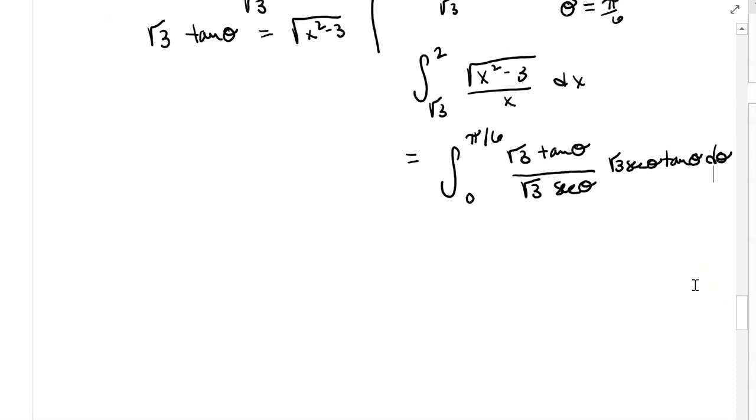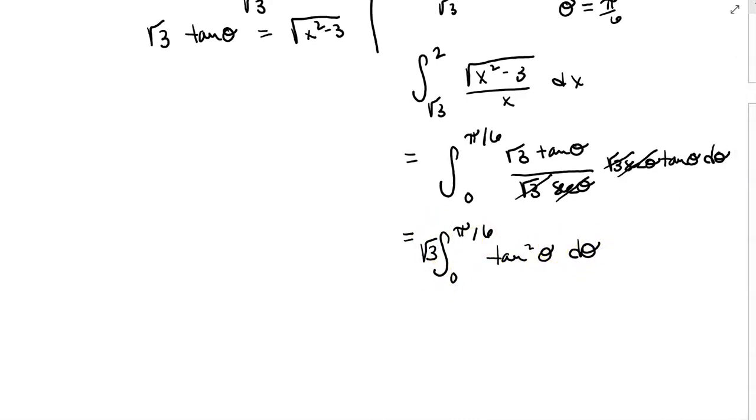So I will cancel what cancels. It looks like we can cancel here and here. And I really have the integral from 0 to pi over 6 of the square root of 3, which will bring out front, tangent squared of theta d theta. Now this should hopefully look familiar to you.